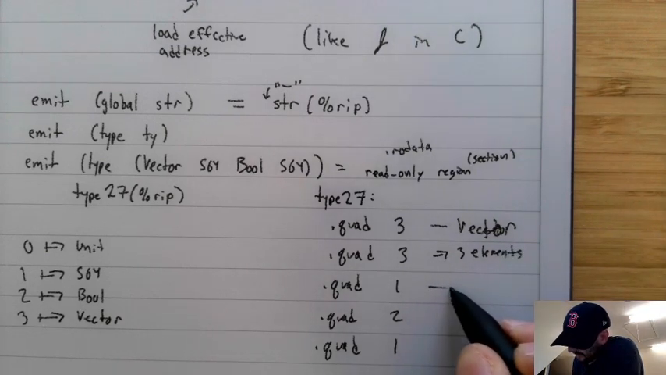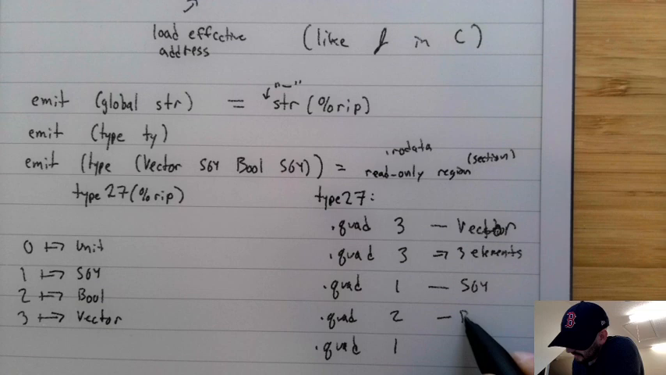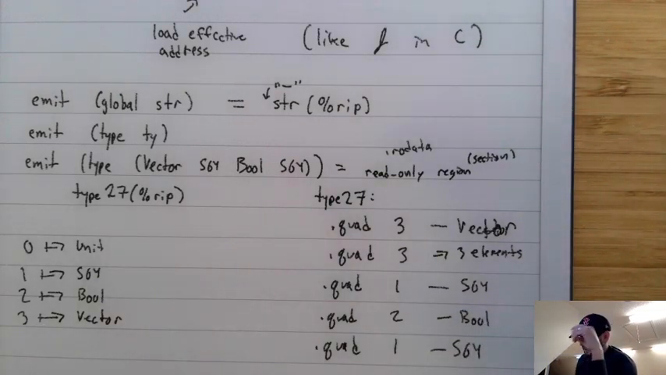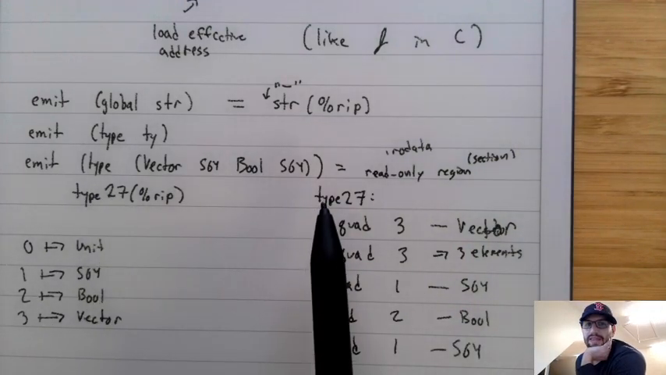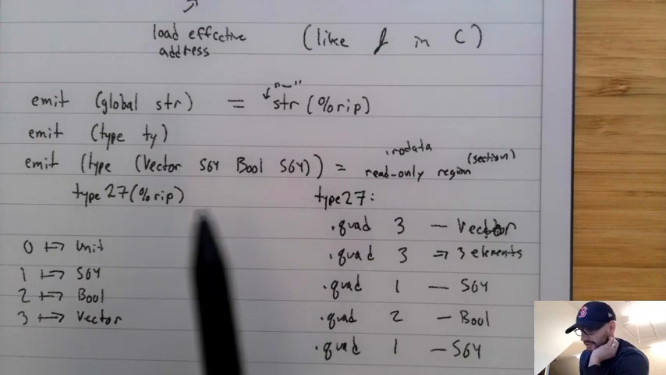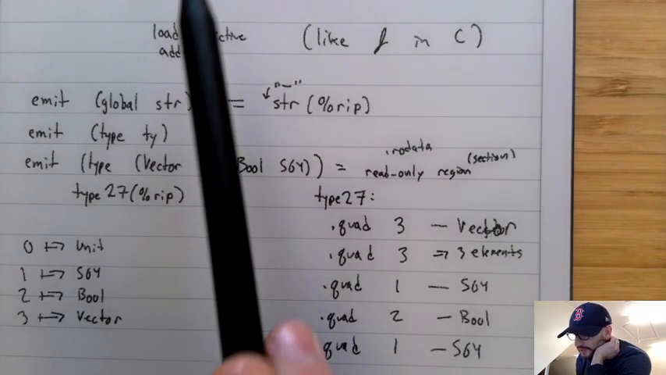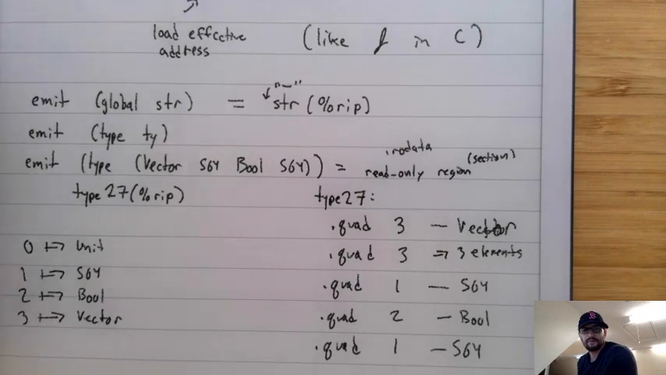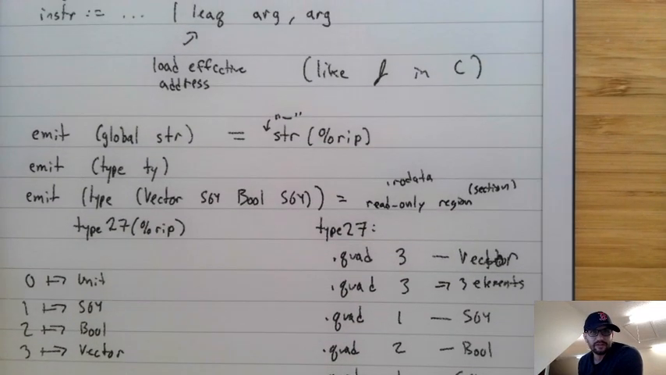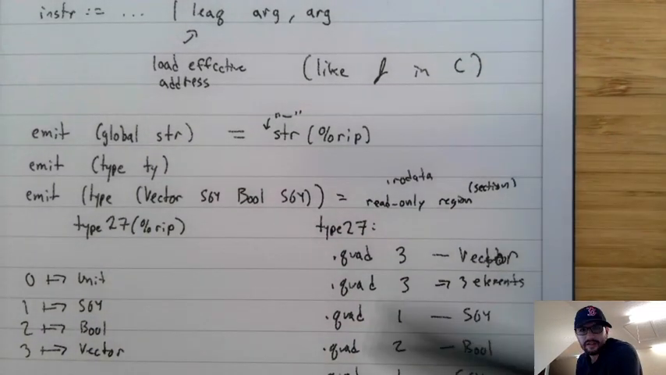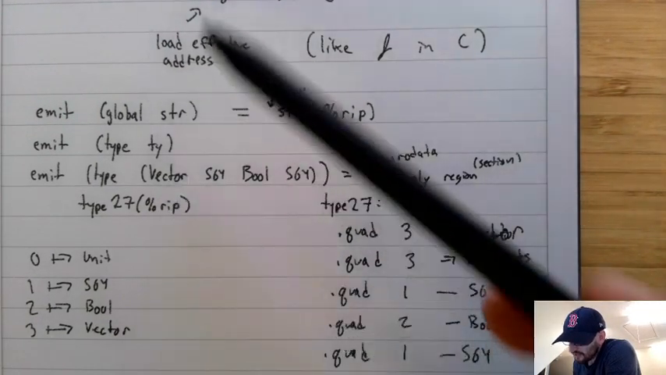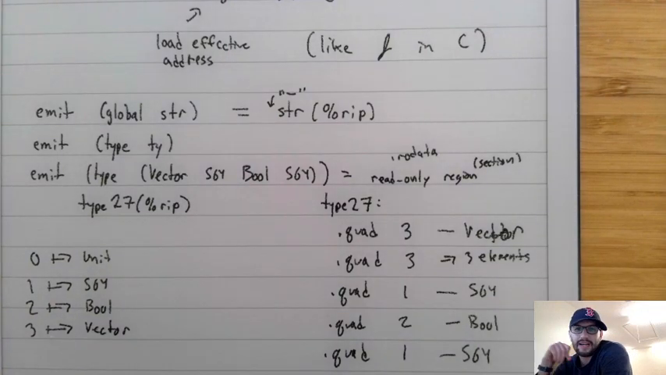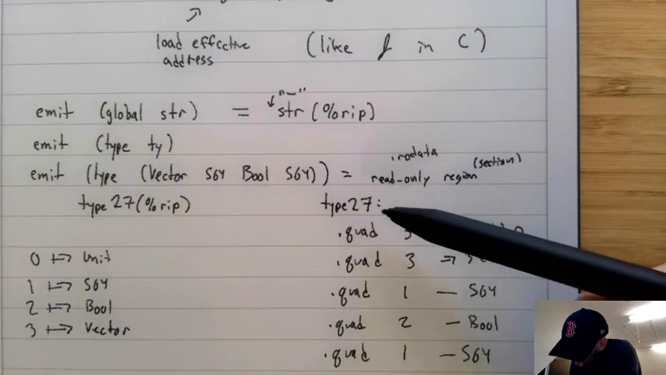Then we need to know that this one is an S64, this one is a bool, and this one is an S64. So now this type is a pointer to that particular address. And it's a pointer because you are going to use LEAQ on it later. We haven't done that yet, but that's what you're going to do. It is some particular region of your assembly code, and you take that address, you LEAQ it, and then bam, you get a pointer to this particular thing.